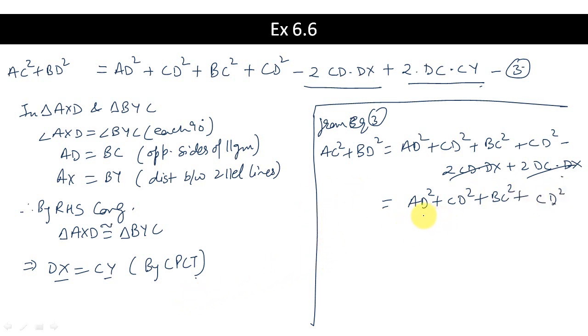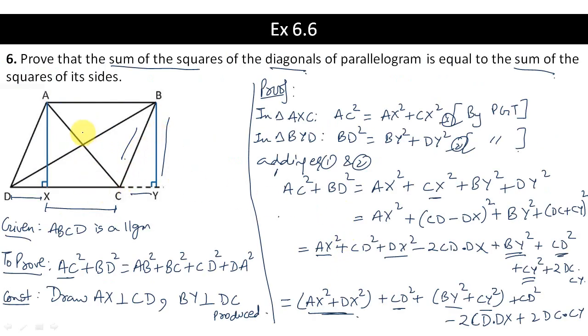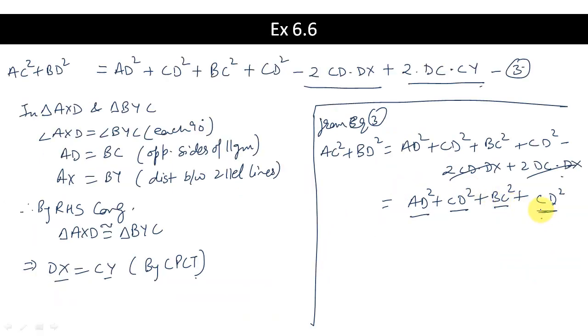But we need AB square, BC square, CD square and DA square on the right hand side. So we have BC square, we have CD square, we have AD square. But we need AB square in place of this CD square. Since opposite sides of a parallelogram are equal, this side AB will be equal to CD. That means in place of one CD, I can write AB. So this will be AD square plus CD square plus BC square plus AB square.